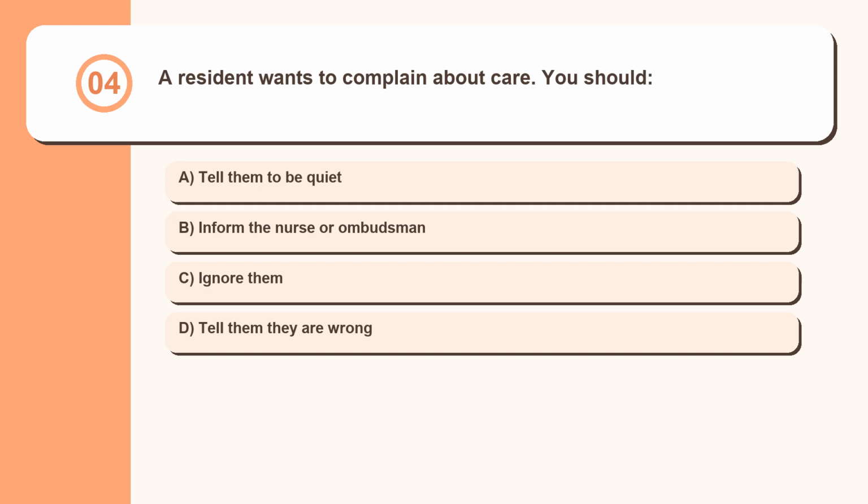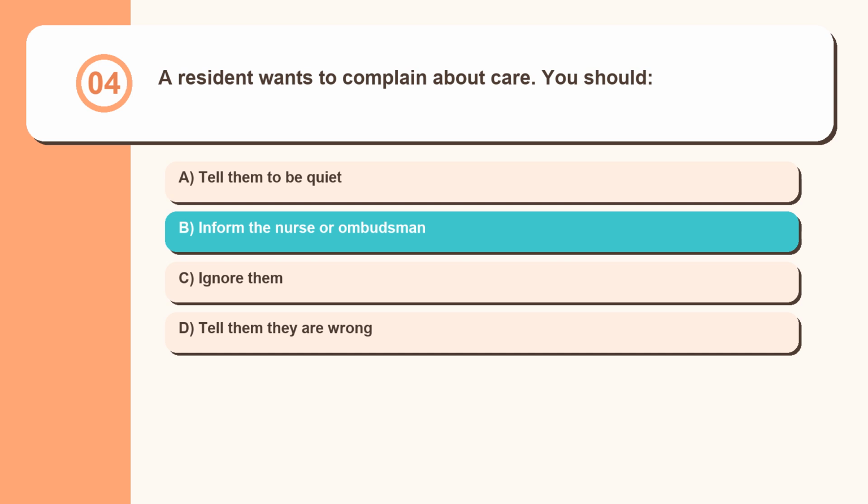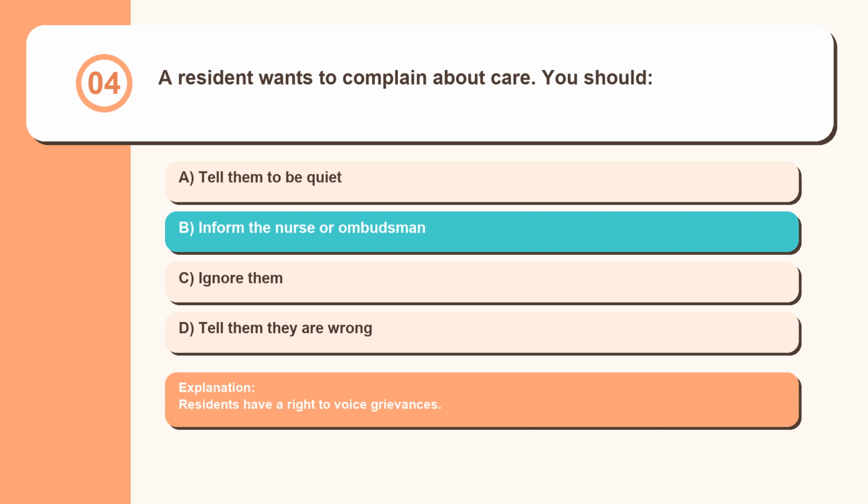Question 4. A resident wants to complain about care. You should tell them to be quiet. Inform the nurse or ombudsman. Ignore them. Tell them they are wrong. Residents have a right to voice grievances.